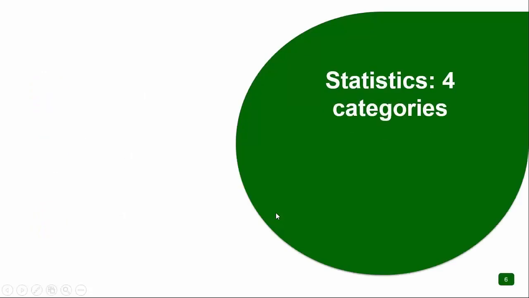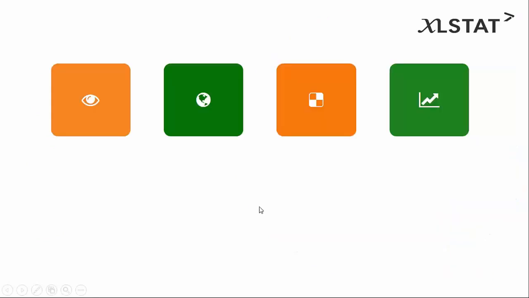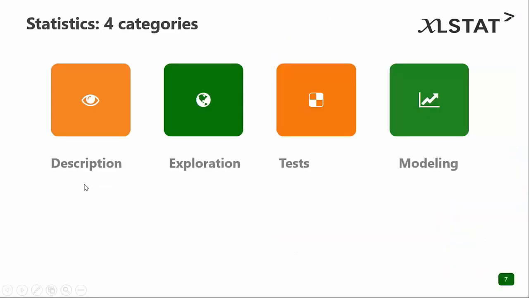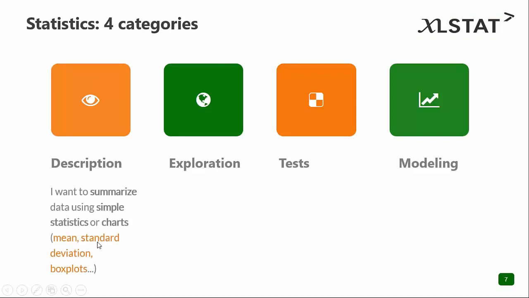So here's my personal way of categorizing statistical methods into different families of methods. First of all, we have descriptive statistics that allow summarizing data using simple statistics or charts, and those data are usually univariate, or bivariate, or maximum with 3 variables. So the most common tools in this category are the mean, the standard deviation, box plots, scatter plots, and so on. So descriptive methods allow fishing for hypotheses.